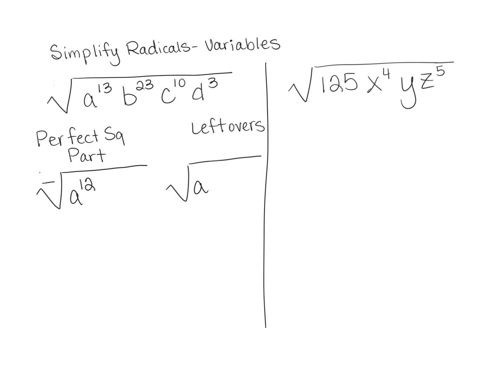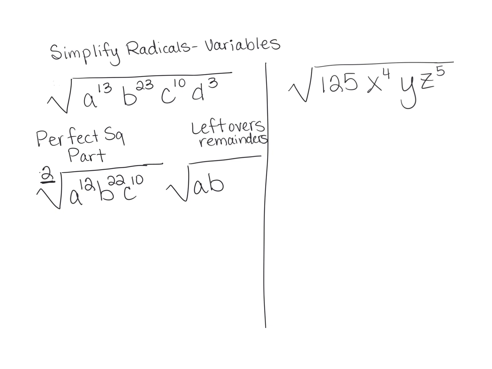So notice that because this number is a 2, the exponents that I have on this perfect square part are going to be divisible by 2. All right, and over on the leftovers, these are what's left. So these are the remainders. All right, so b to the 23rd. Well, 2 won't go into 23, but 2 will go into 22. So if I have 22 on that side, I have 1 left over here, because b to the 22nd times b to the 1st is b to the 23rd. All right, c to the 10th, 2 will divide into 10, so the whole thing goes there.